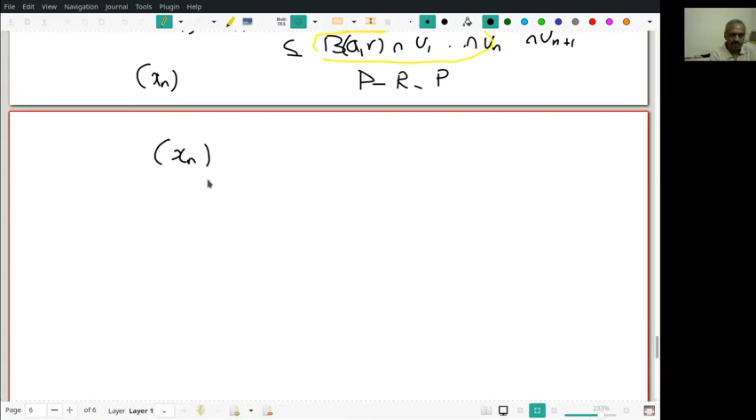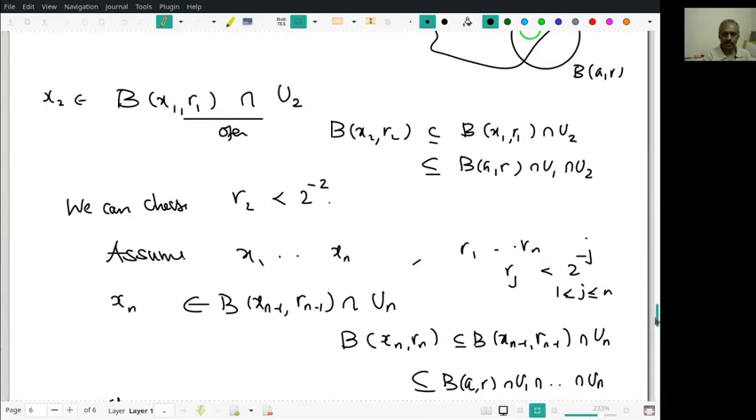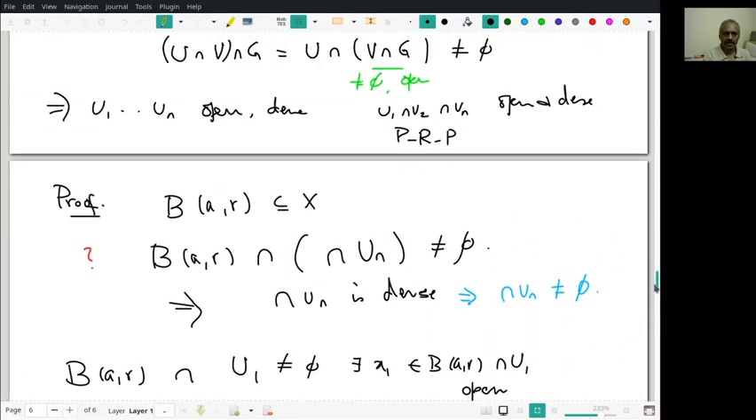So I found a sequence xn. Now what I want to claim is this is a Cauchy sequence in X. Since X is a complete metric space, then I will know xn converges to x. That x I am going to claim is going to be common to the Baire intersection. Okay, that is our strategy.